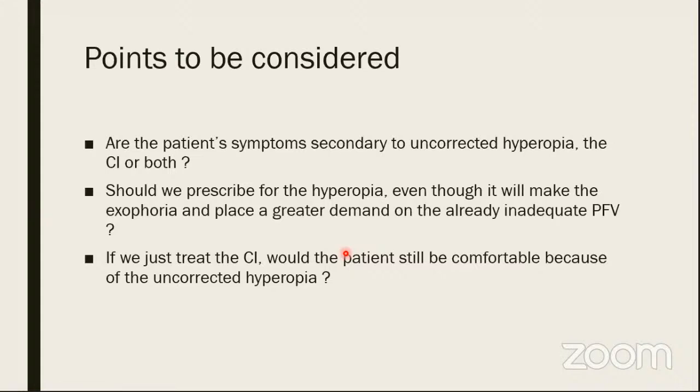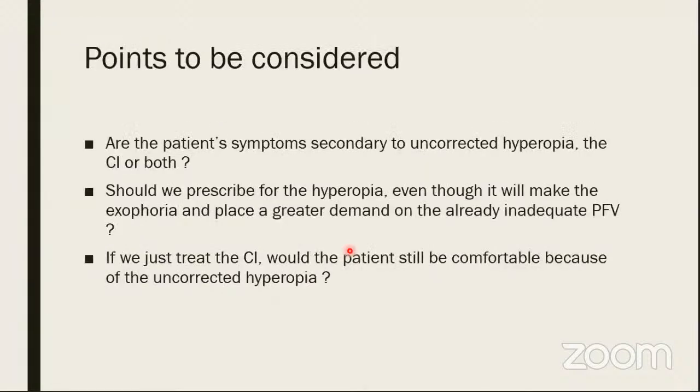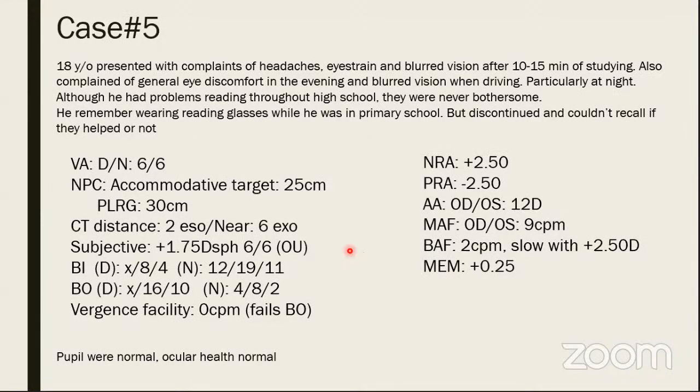So our approach is first partial correction, because this plus 1.75 is a significant refractive error. We go for partial correction, then opt for VT, and then a full prescription in the long run. After the convergence insufficiency is treated, and the positive fusional vergences and accommodative flexibility are improved, we will go for the full prescription. That should be the approach for any case of convergence insufficiency associated with hyperopia.